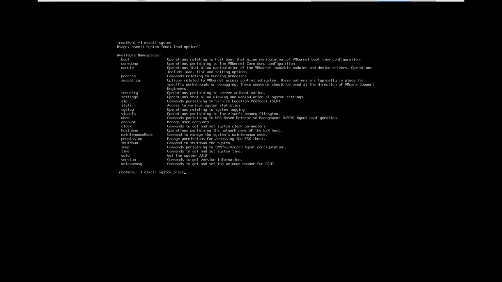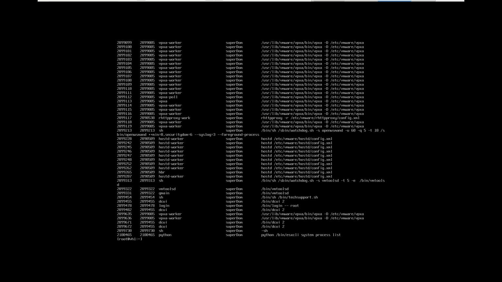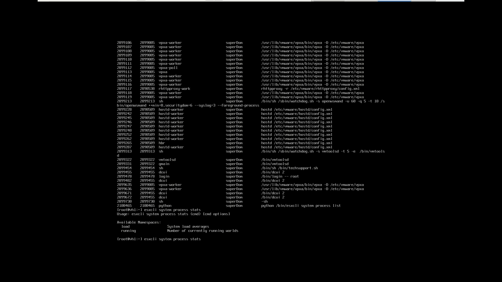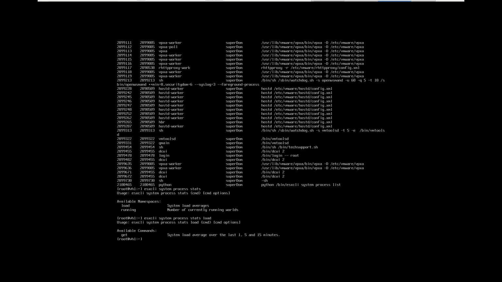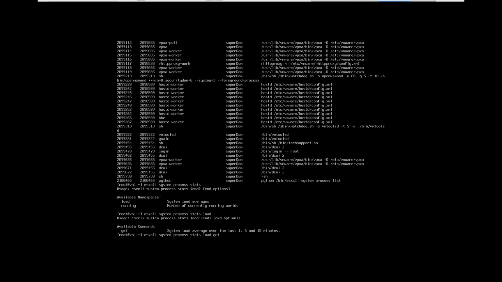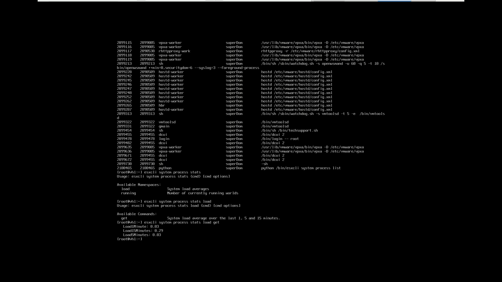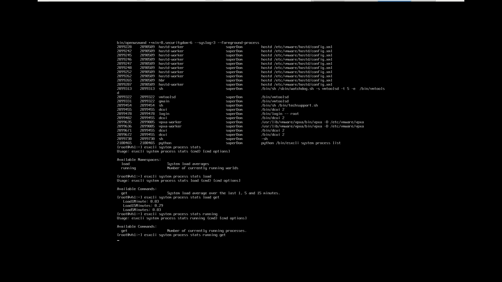ESXCLI system process list shows the list of currently running VMkernel userworld processes and the related information. The stats syntax means process statistics information. Get the average load of the host in three types of intervals: over the last 1 minute, 5 minutes, and 15 minutes duration. And also stats running get tells us the total number of running processes.